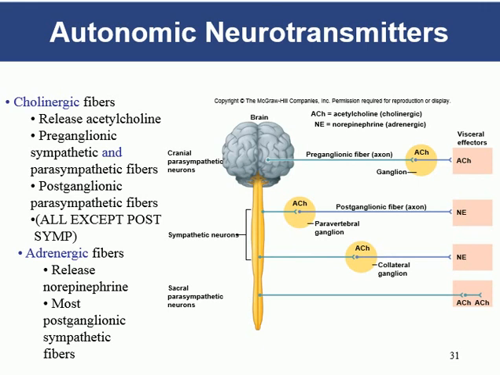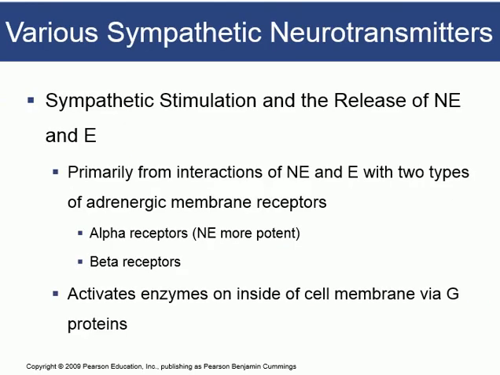Preganglionic sympathetic, postganglionic sympathetic. Preganglionic parasympathetic, postganglionic parasympathetic. Only this is the one that uses norepinephrine. Okay? Now norepinephrine and epinephrine are released and they go to the organ.